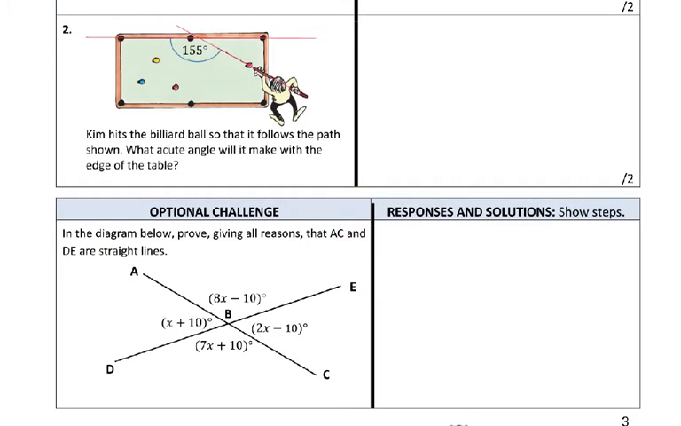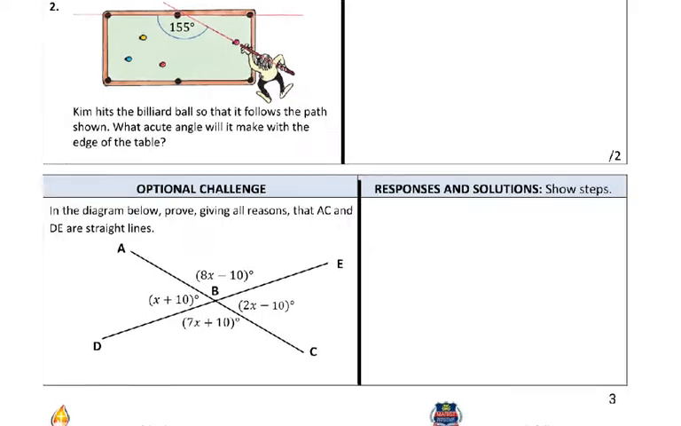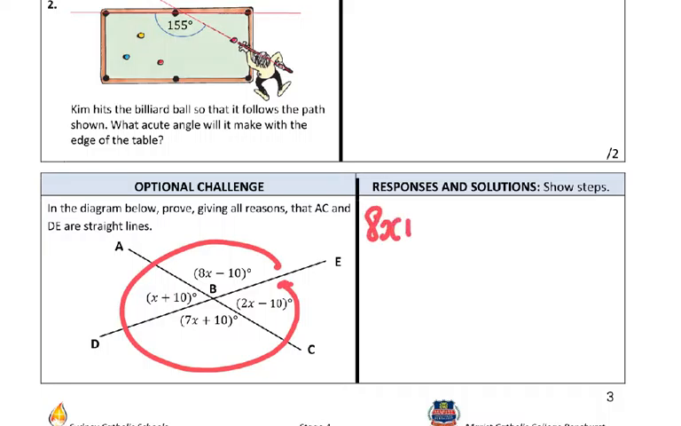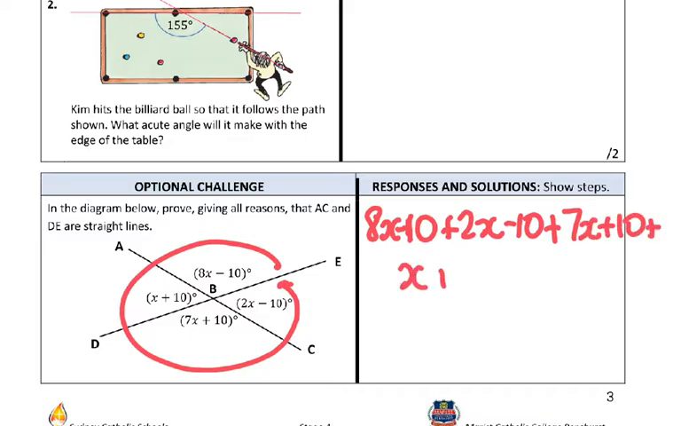For the optional challenge that we've got here, we need to use the fact that when you are looking at that diagram, you have angles at a point, and so all the angles all the way around have to add up to 360. So if we write that out as a sum, we've got 8x minus 10 plus the 2x minus 10 plus the 7x plus 10 plus the x plus 10, and that all has to add up to 360 degrees.